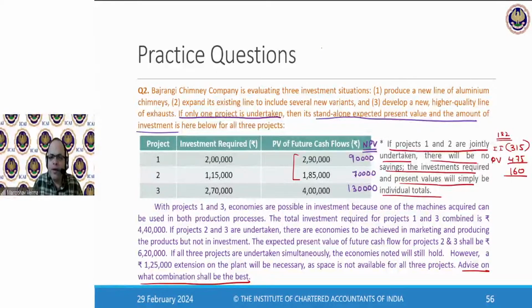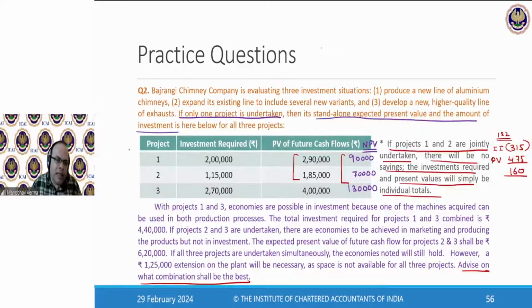Why? Because if I do only project one, it is giving me 90,000 NPV. If I'm doing only project two, it is giving me 70,000. If I'm doing only project three, it's giving me NPV of 1,30,000. But when I combine project one and two, my NPV becomes 1,60,000.